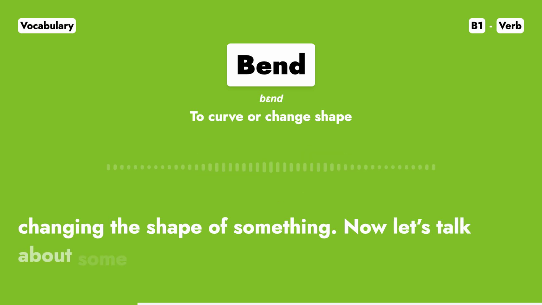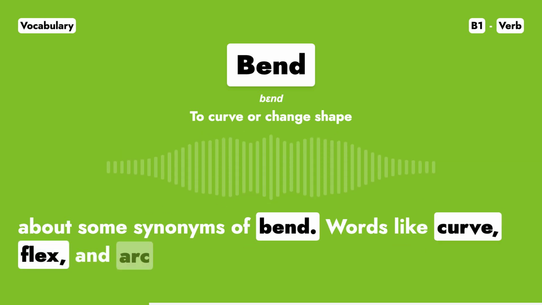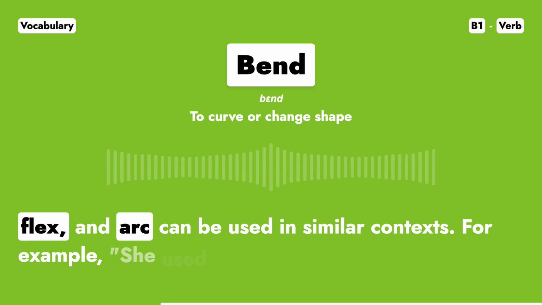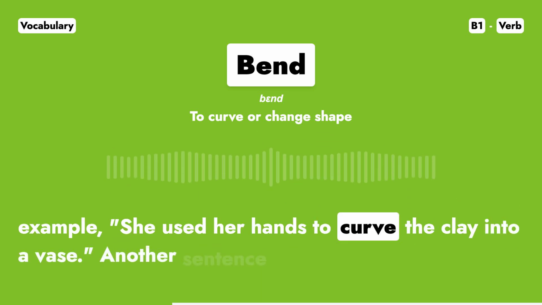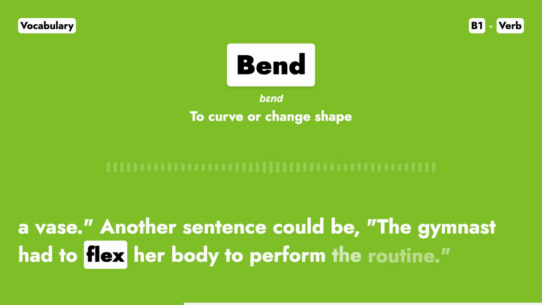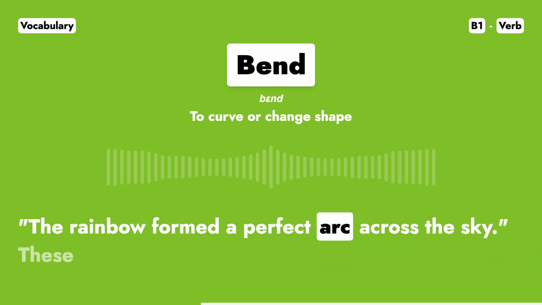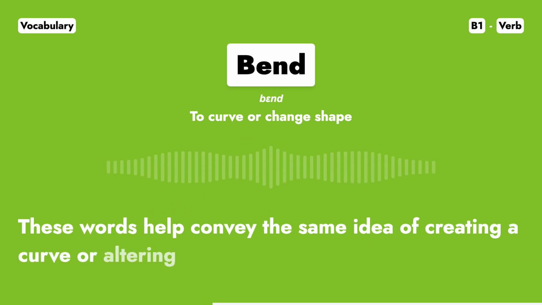Now, let's talk about some synonyms of bend. Words like curve, flex, and arc can be used in similar contexts. For example, she used her hands to curve the clay into a vase. Another sentence could be, the gymnast had to flex her body to perform the routine. And the rainbow formed a perfect arc across the sky. These words help convey the same idea of creating a curve or altering shape.